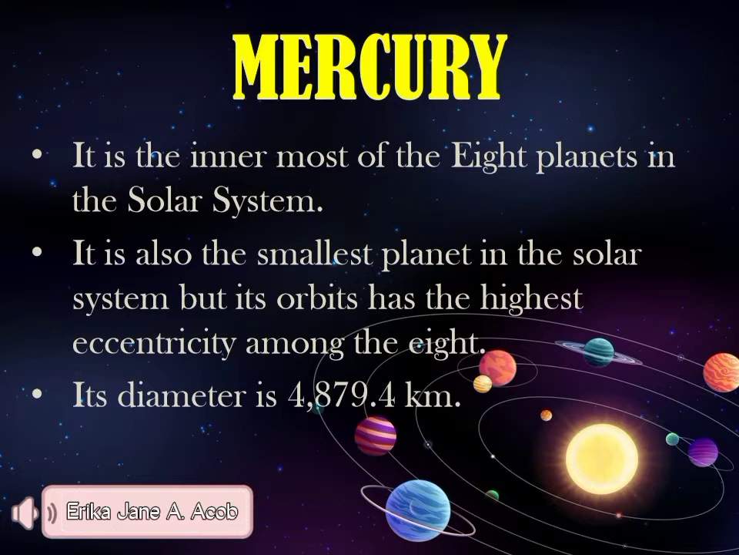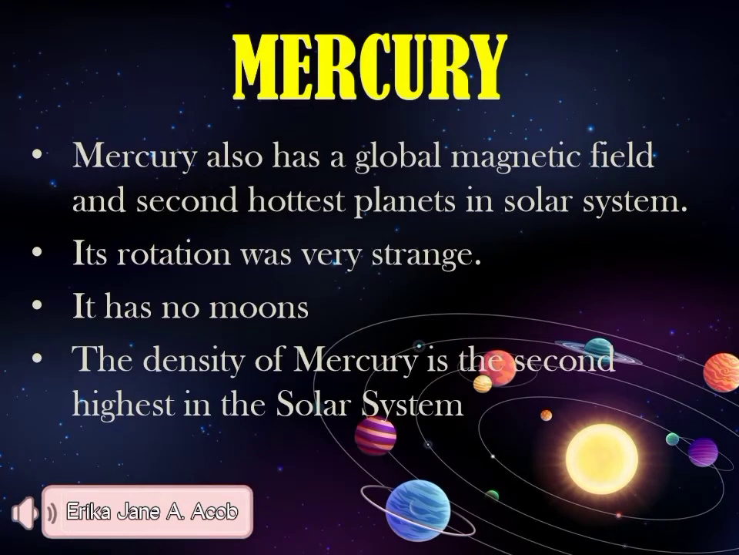And if we want to calculate the radius of Mercury, we just need to divide its diameter in half. So, the diameter of Mercury was 4,879.4. So, we divide it by half. We can get 2,439.7. Thus, the radius of Mercury was 2,439.7. Also, Mercury has a global magnetic field and is the second hottest planet in the solar system.